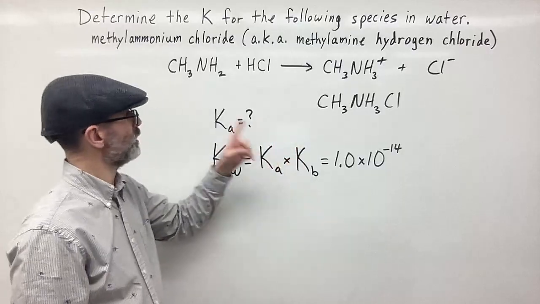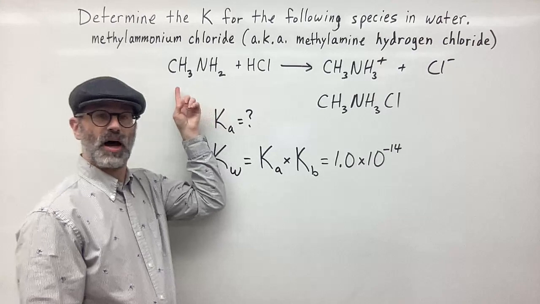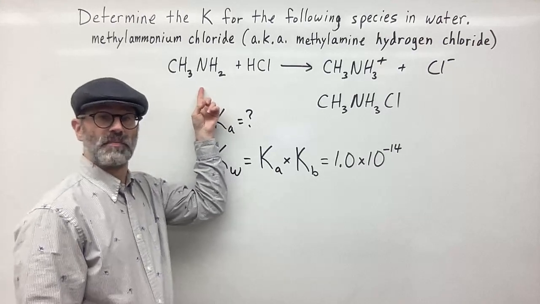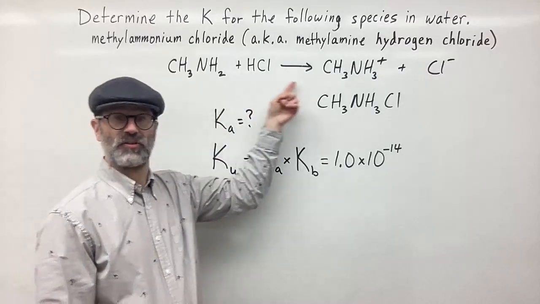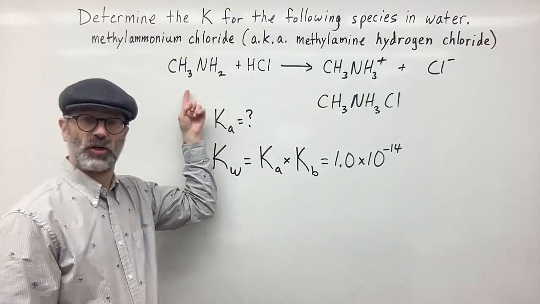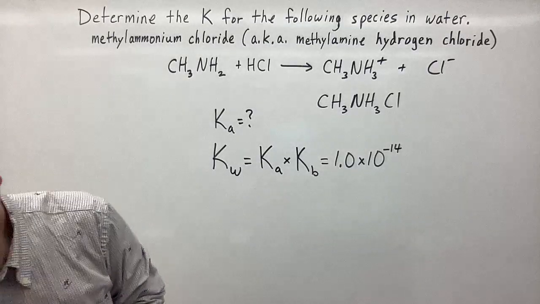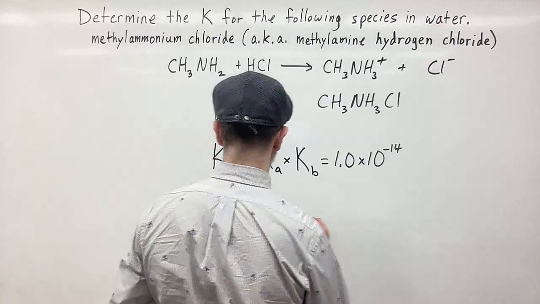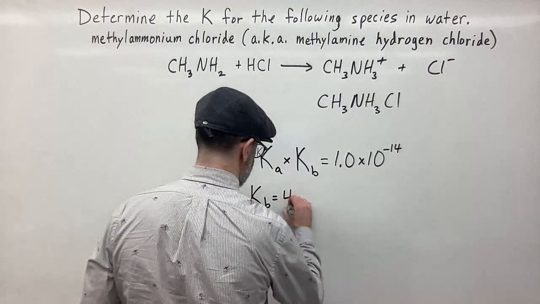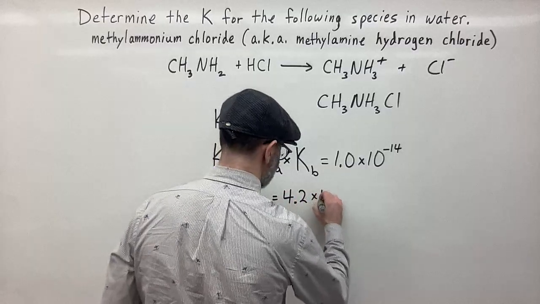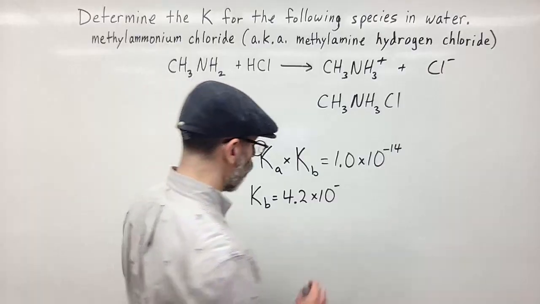So all we have to do is find the value for this. So this is the methylamine. So we can look up the Kb for this. This is the base. This is the conjugate acid. So we could look this up and find that. And when we do, we get 4.2 times 10 to the negative 4. So the Kb value is 4.2 times 10 to the negative 4.